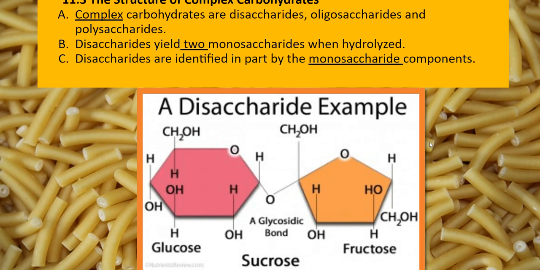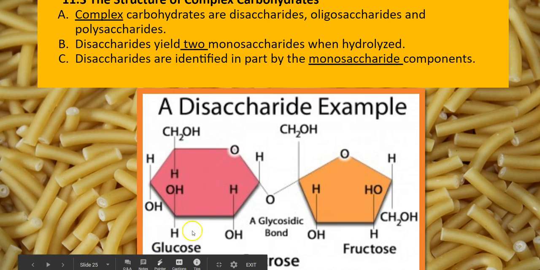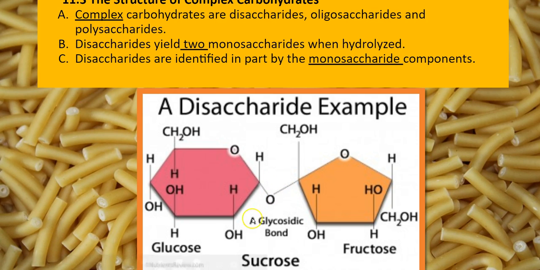In this video, we're going to take a look at Chapter 11, Section 3, the structure of complex carbohydrates. Complex carbohydrates are disaccharides, and this is an example here. Sucrose is table sugar, as we know it commonly, and it is a glycosidic bond between the 6-carbon sugar glucose and the 5-carbon sugar fructose.